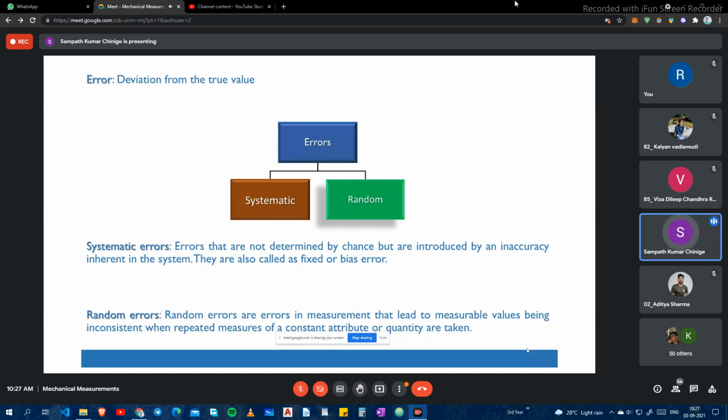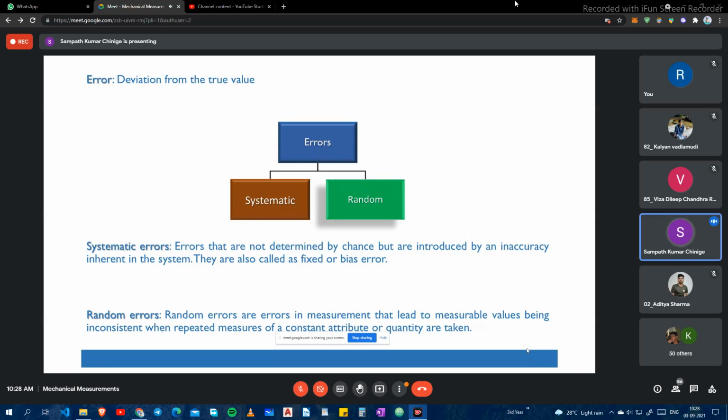when repeated measures of a constant attribute or quantity are taken. So what do you mean by that? Random errors means you never know why these errors are coming. You have no clue. For example, one of the parameters may be influenced by humidity and you don't know it. Suppose you are doing the experiment in Chennai, it will be different, and when you bring it to Warangal, it may be different. And when you do that same experiment in Hyderabad, it may be different. But you are unaware that it is influenced by humidity.